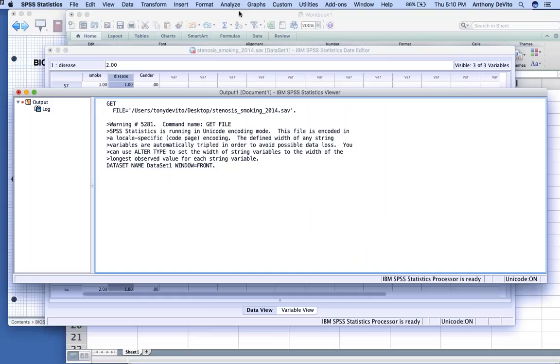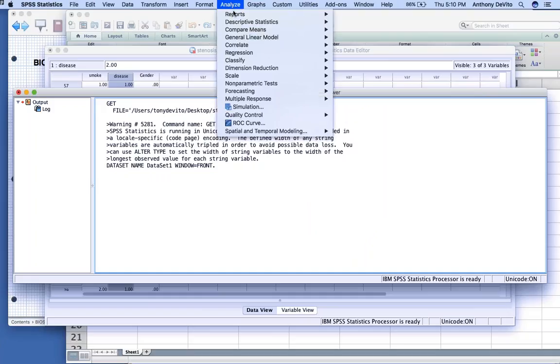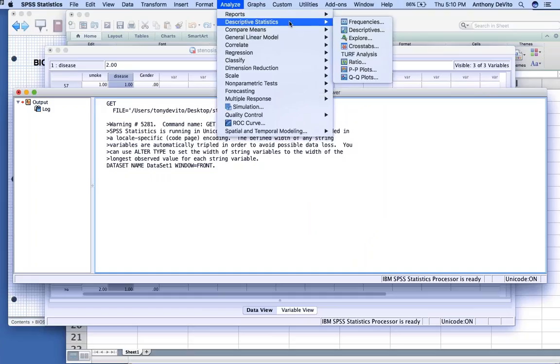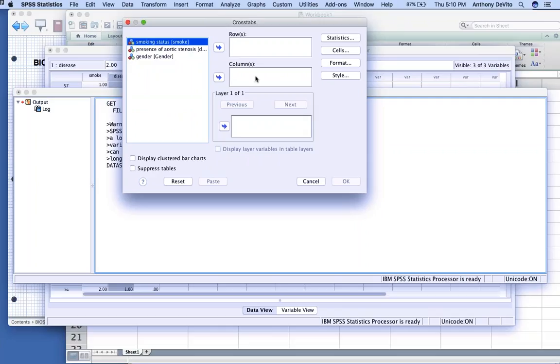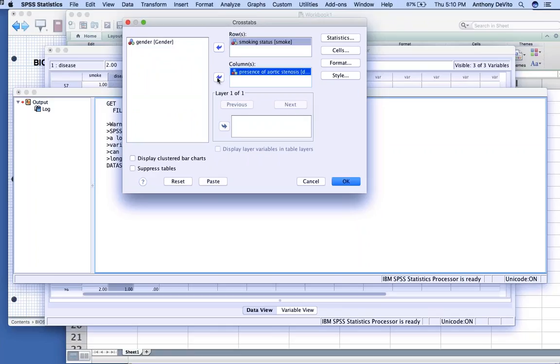Okay, Analyze, Descriptive Statistics. I'm going to go into Crosstabs. A window comes up. It's got rows and columns. I'm going to put smoking status into the rows. I'm going to put presence of aortic stenosis into the columns.